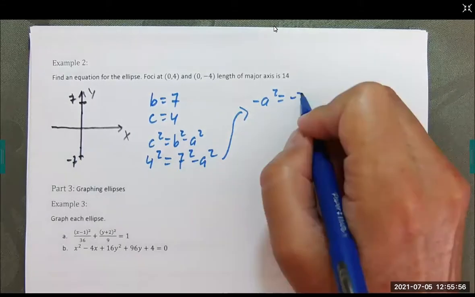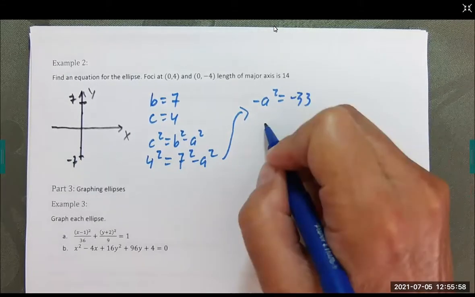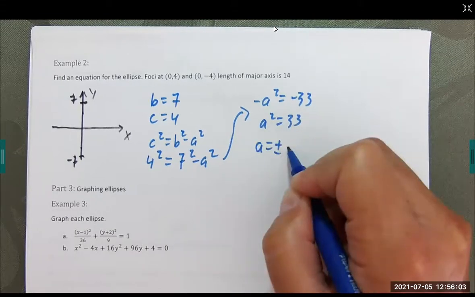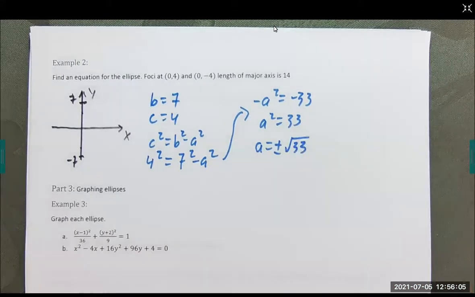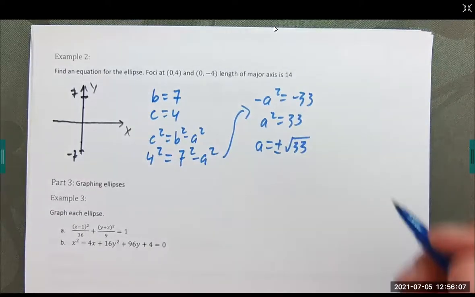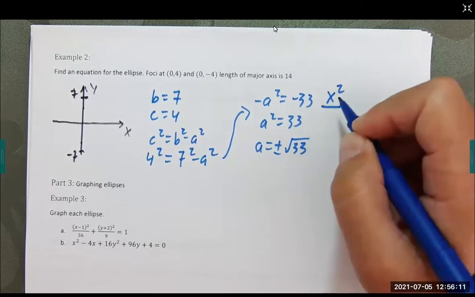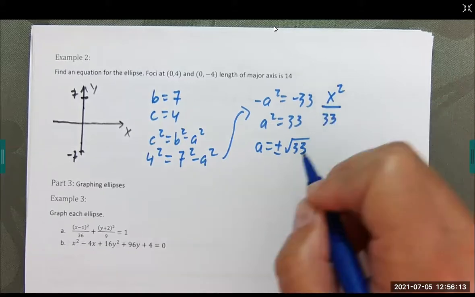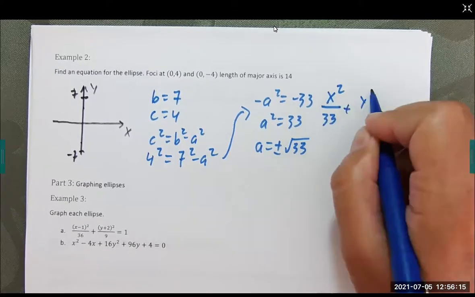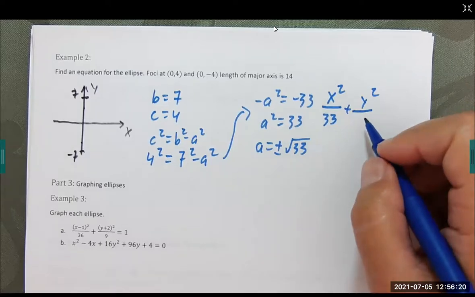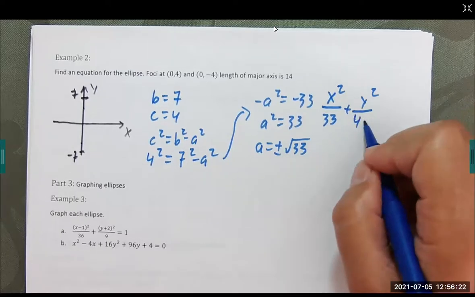So A squared is 33. A is plus or minus √33. But we actually only need A squared. So here we go. Our equation is going to be x squared over 33, A squared, plus y squared over 49 equals 1.